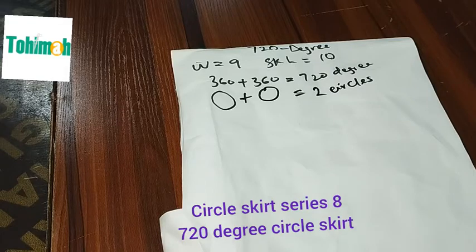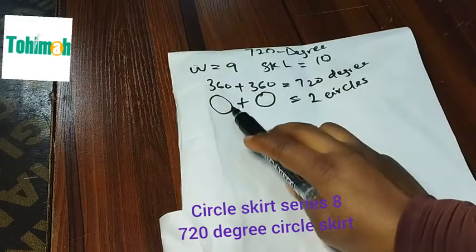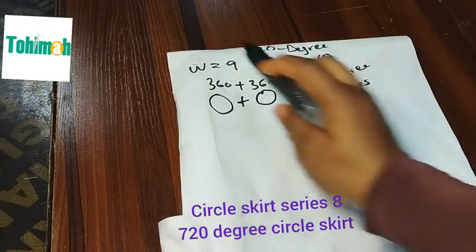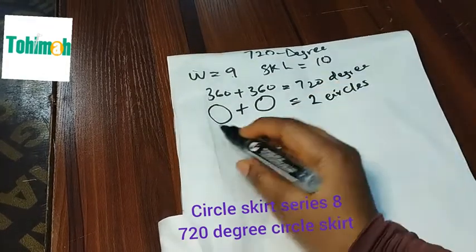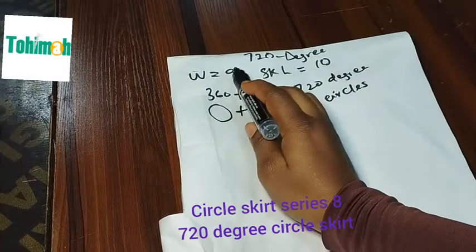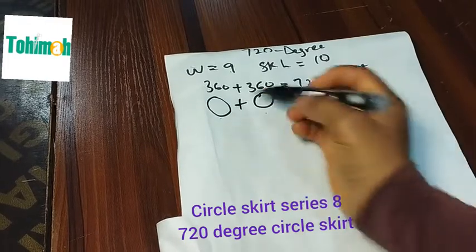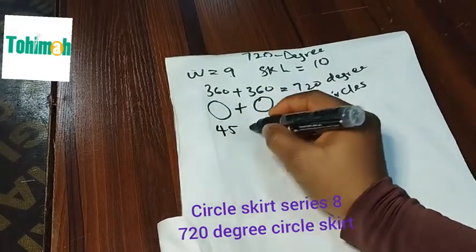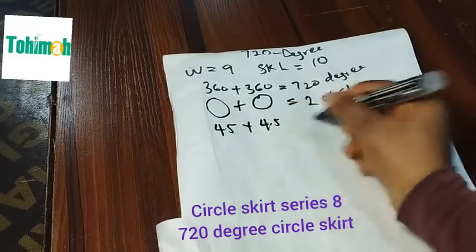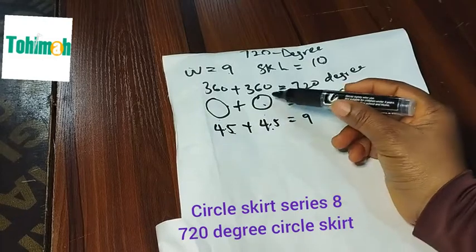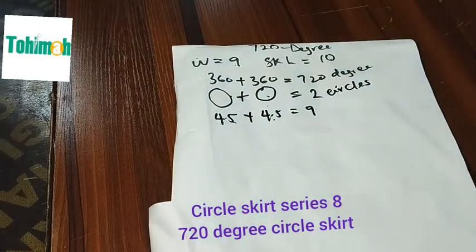Now the formula we are going to use, we are still going to use 360 degree, but this time around it's just going to be in 2 places. We have a waist of 9, so we are going to divide this waist into 2, because we have 2 circles. We need to make 2 circles. So it's going to be 4.5 plus 4.5, which gives us 9, right? 4.5 will be for one circle, 4.5 for the other circle. We need to make an equal proportion so that one circle will not be wider than the other.